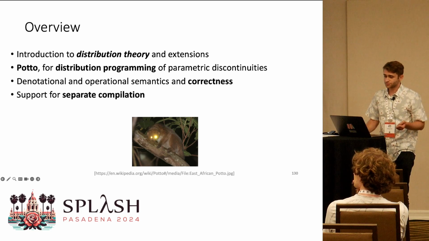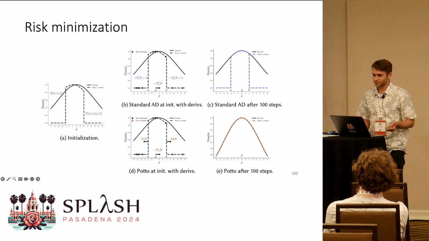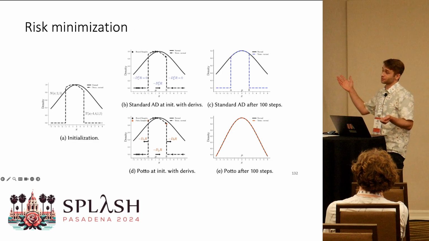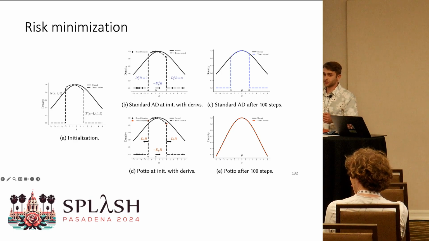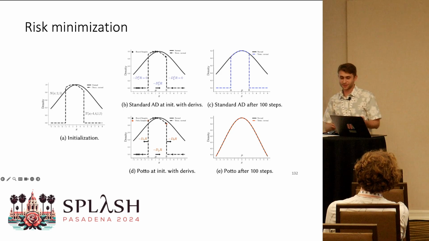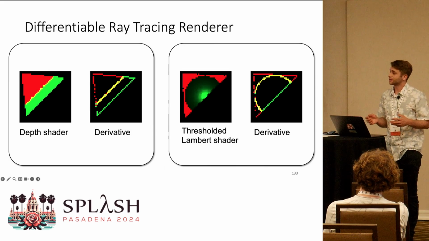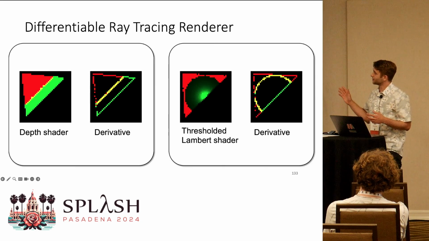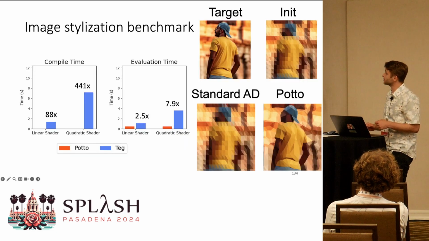OK, so these are, again, the contributions. And now we can look at some applications. So one is risk minimization. And here we optimize this truncated distribution, which is dashed, to match a Gaussian. And we can see if we use standard AD, it can't move those boundaries. But if we use our system, it can move those boundaries. And we implement a 3D differentiable ray tracer. Not going to talk too much about this, but we can see the original programs and their derivatives. And then we do some benchmarking.